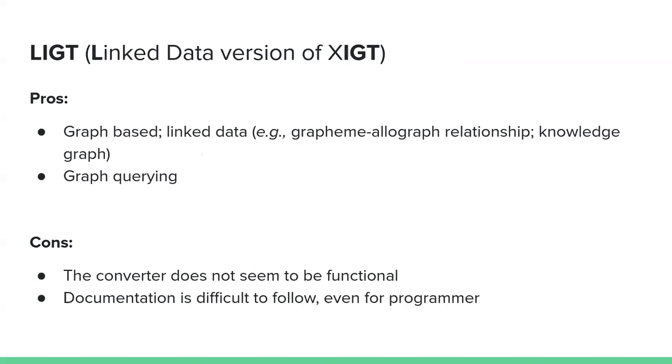The more modern version of it is LIGT, which stands for Linked Data version of XIGT. The pros of it are that it is graph based and it allows linked data, for example, the relationship between grapheme and allograph, and knowledge graphs, etc. And it also allows graph querying.